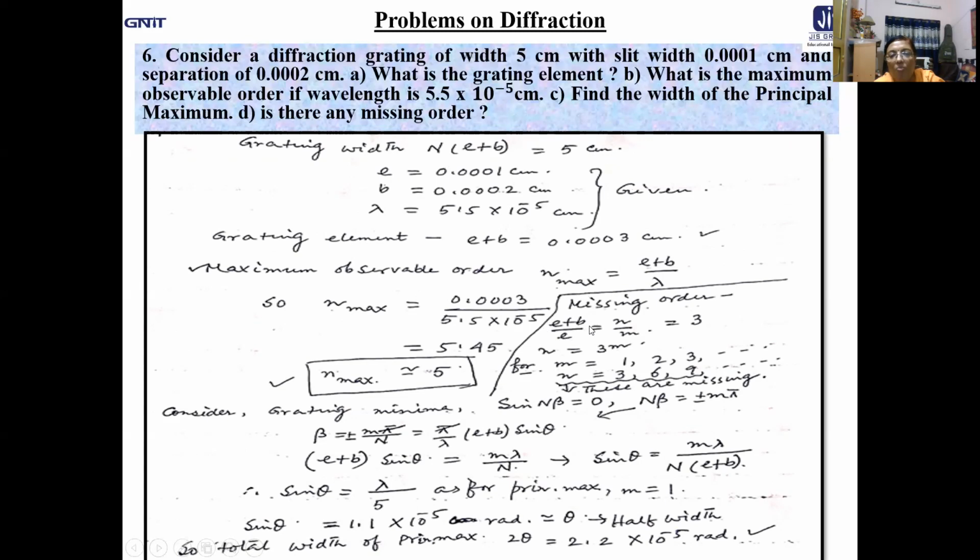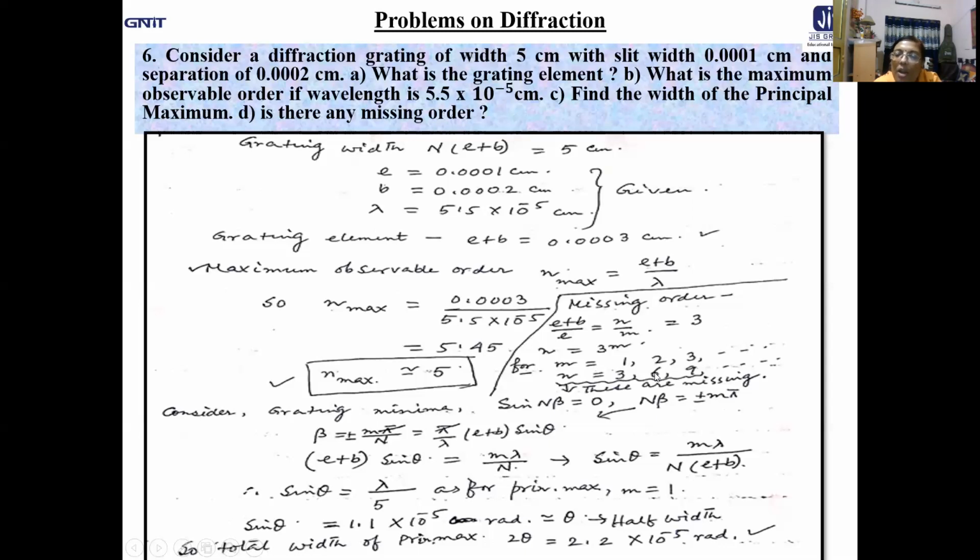Next, is there any missing order? We know the missing order formula is (e plus b) by e, that is equal to N by m. You are asked to find out whether there is any missing order. Now, you know e, you know b. These are given. So (e plus b) by e, what you are getting? 3 is coming here as per the data. So N equal to 3m. Now, N is the order of interference maximum and m is the order of diffraction minimum. Now, put the value of m as 1, 2, 3. Then N is 3, 6, 9. That means with first order minimum, the third order interference maximum will coincide, so it will be missed out.